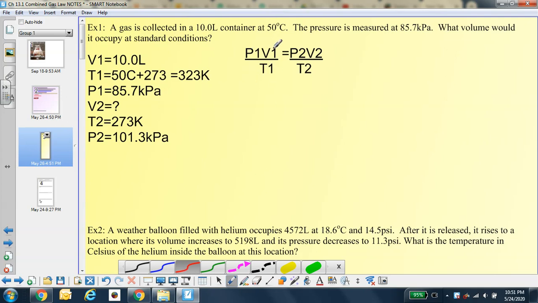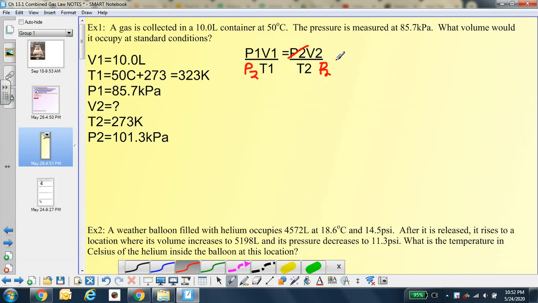And here it is. Pressure 1 times volume 1 divided by temperature 1 equals pressure 2 times volume 2 divided by temperature 2. So we are solving for volume 2. If you look at where volume 2 is, it's already in a numerator position, so we're just going to leave it alone. But we have to get it by itself. So what is happening between pressure 2 and volume 2? We're multiplying, right? So we have to undo multiplication by dividing by P2. So if P2 is in the numerator, we put it down here to divide it as a denominator, and what you do to one side of the equation, you do to the other.